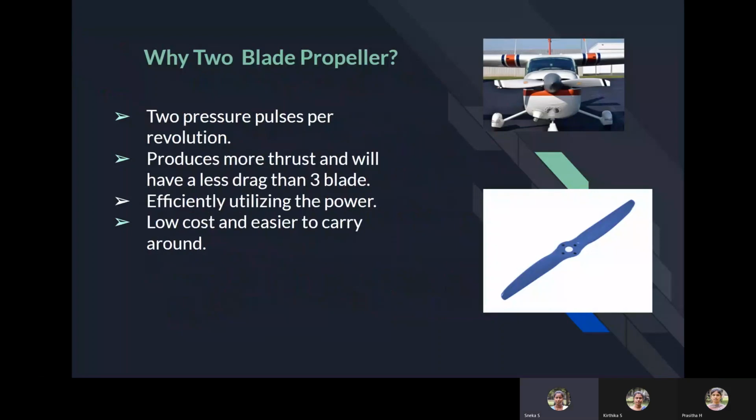There is a question why we have to choose a two-blade propeller. We have chosen a two-blade propeller as it produces two pressure pulses per revolution, a parameter associated with encoders. Two-blade propellers will have less drag as it produces more thrust, whereas a three-blade propeller will have more drag, which results in less thrust. Two-blade propellers will utilize the power more efficiently. We can improve the efficiency by keeping the angle of attack low. It is of low cost and easier to carry around.